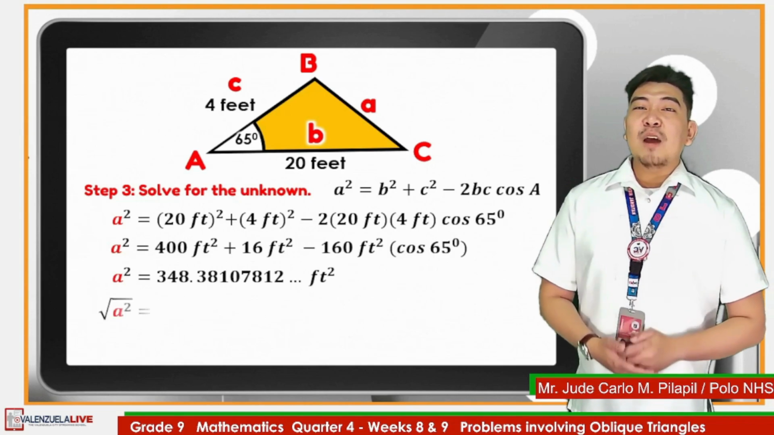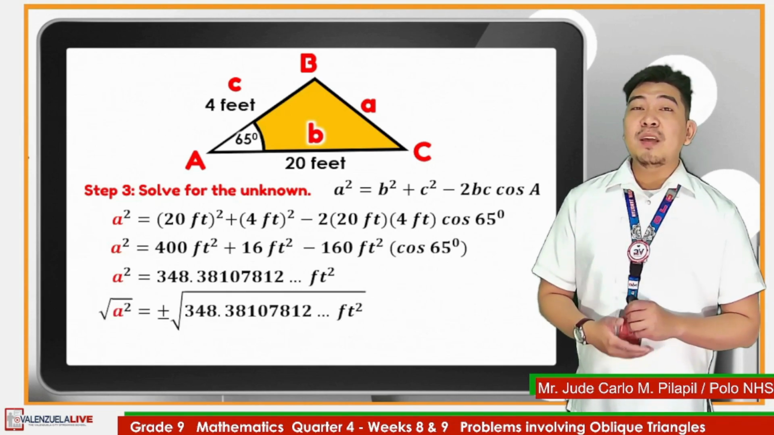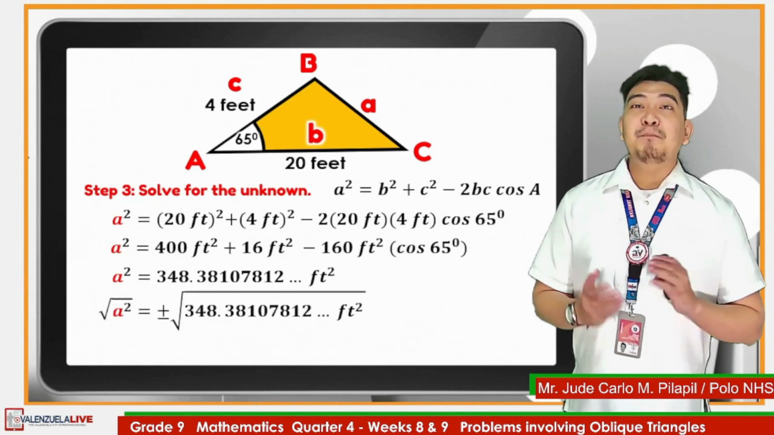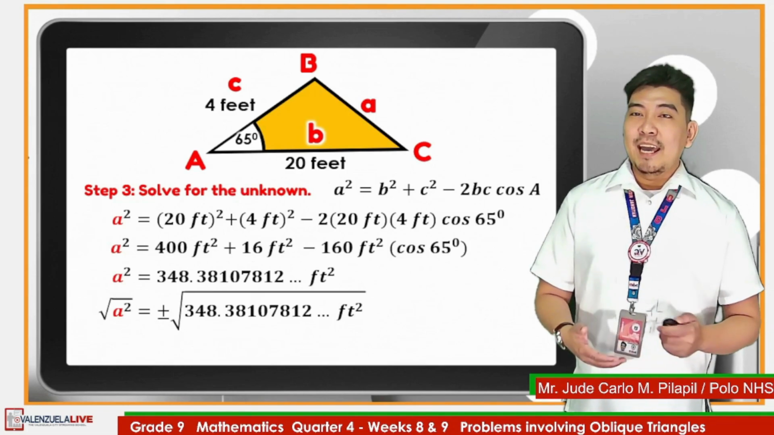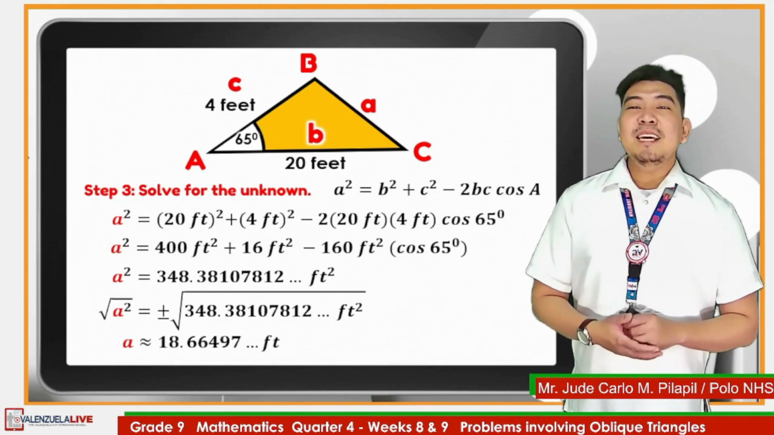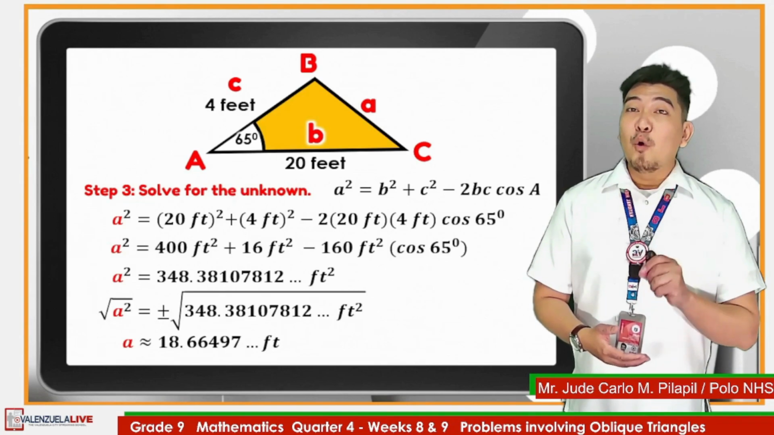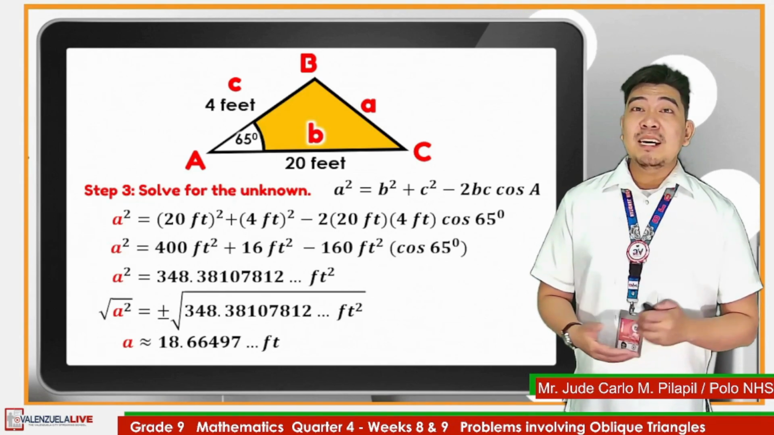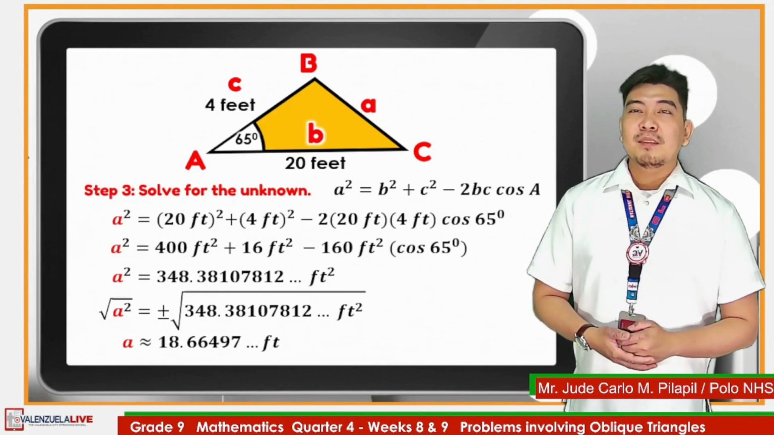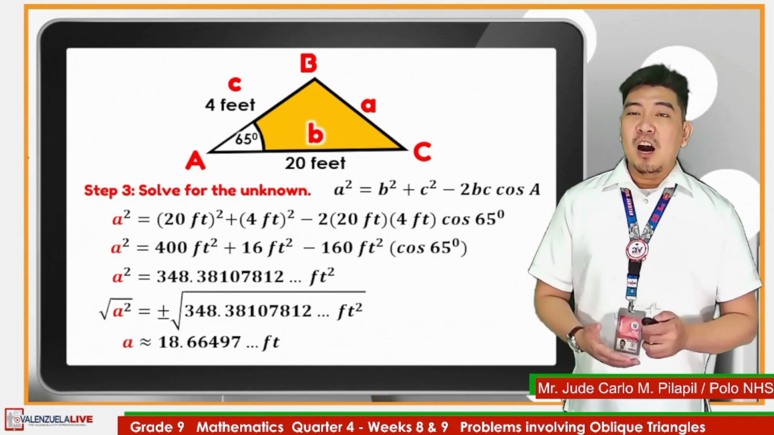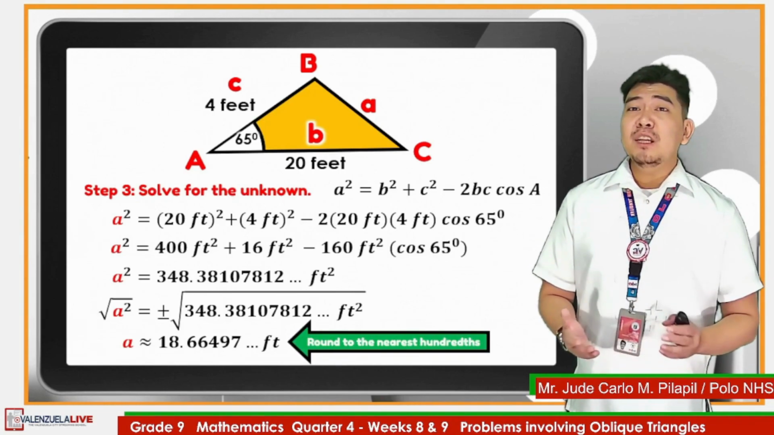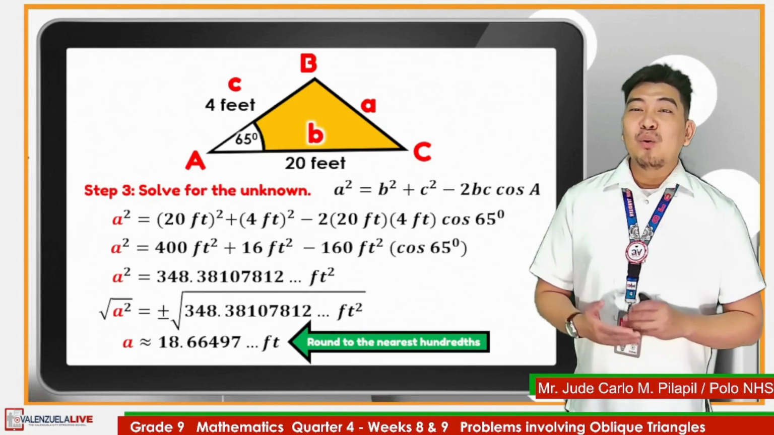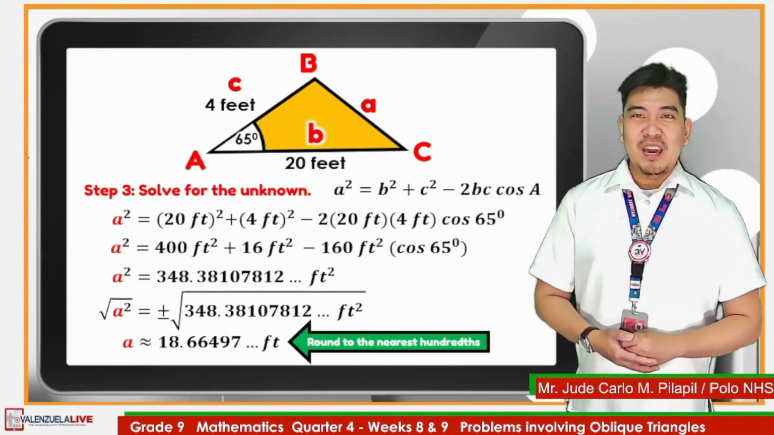We need to extract the square roots of both sides of the equation and take its positive root. Hence, A is approximately 18.66497... feet. The problem asked us to round our answer to the nearest hundredths. So what will be the value of A?